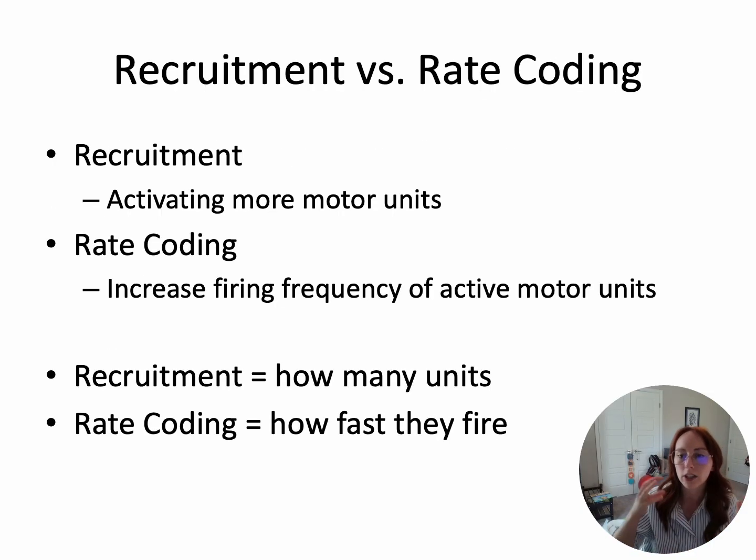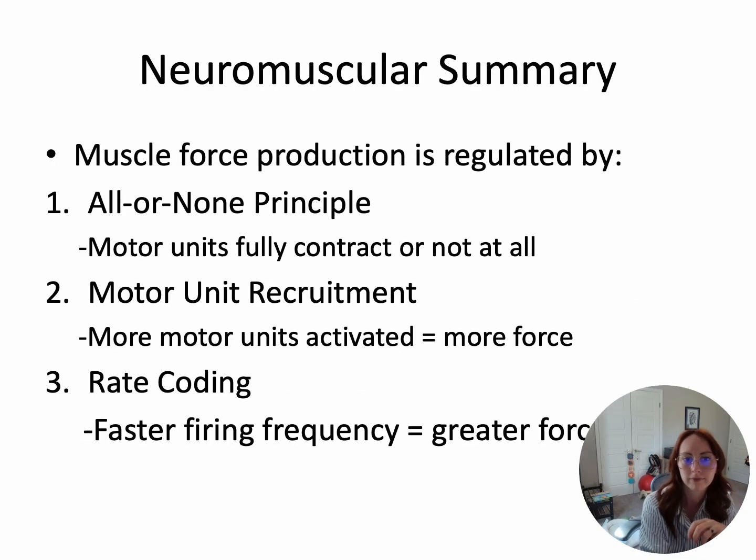So recruitment versus rate coding. Recruitment is activating more motor units. You're recruiting more people, more units. And rate coding is increasing the firing frequency of active motor neurons. So recruiting versus increasing the stimulus or the frequency needed. Again, how many units there are versus how fast they're being fired.